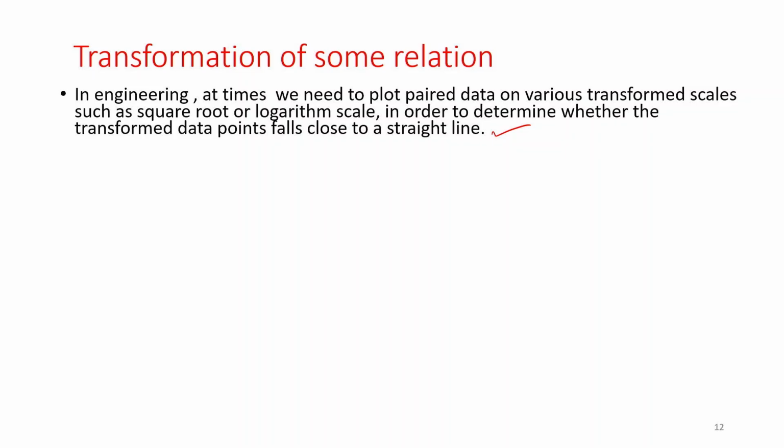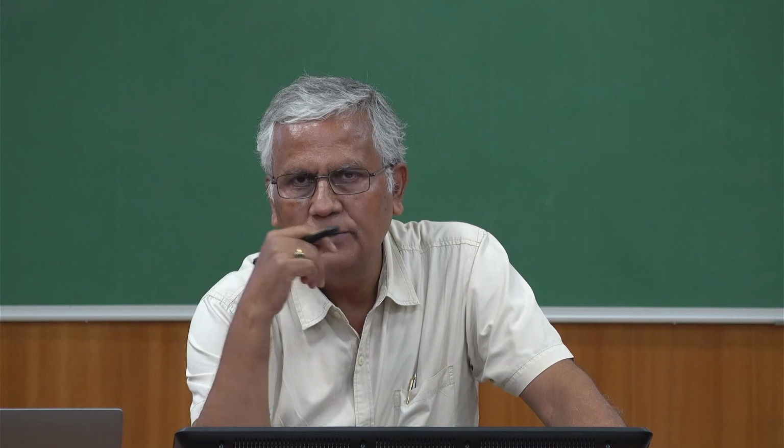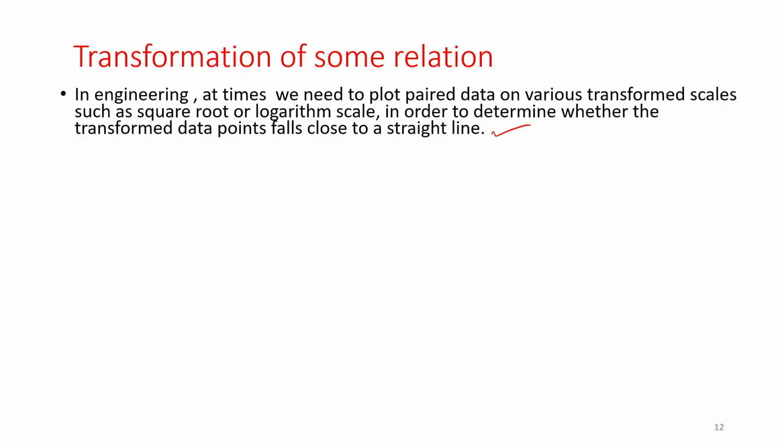Like wicking height versus time. If we plot h versus t, it is a nonlinear curve. But h versus root t, if we plot, it gives you a straight line. So there are many more examples like this. In many situations this may come, so therefore you need to know this also.